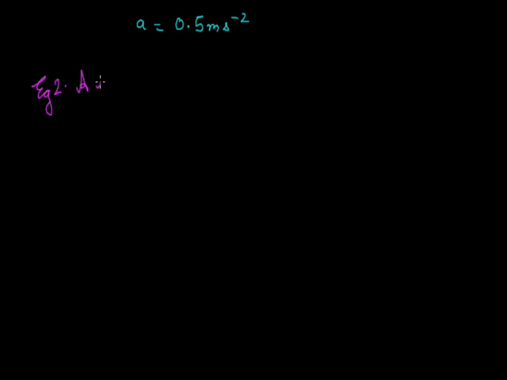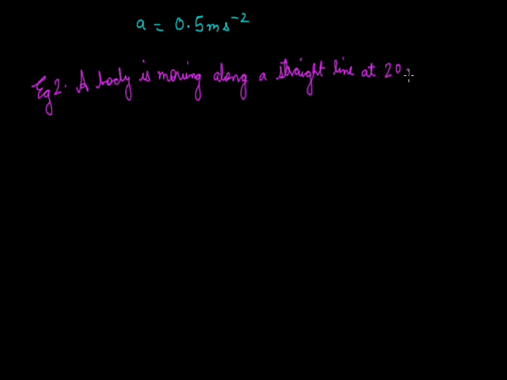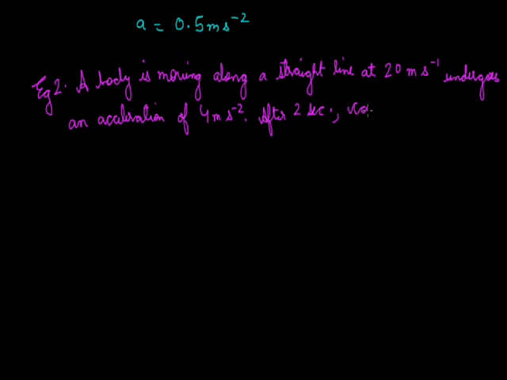A body is moving along a straight line at 20 meter per second, undergoes an acceleration of 4 meter per second square. After 2 seconds, calculate its velocity.